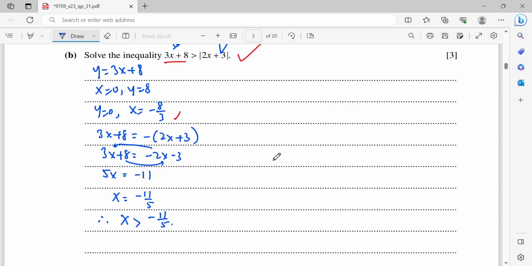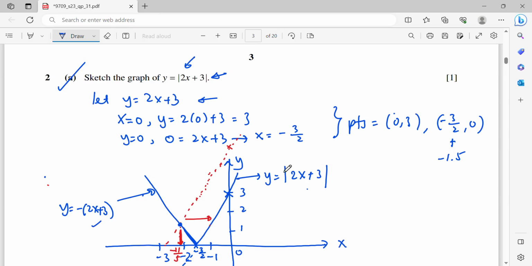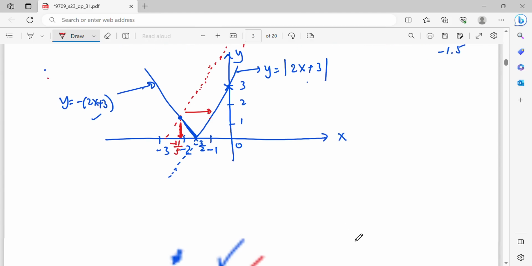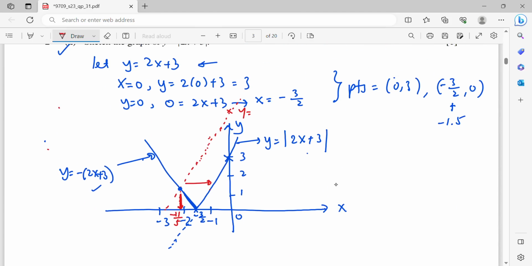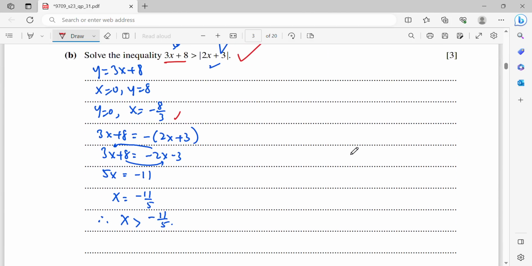We solve using the graph. But of course, there's another idea to solve this question, which is using the definition. You have to use the definition of the modulus. But since the first part is to sketch the graph, the easiest way is just using the graph method to solve it. Alright, so maybe you can just label here as y equals 3x plus 8. Okay, so that's the solution for part B.